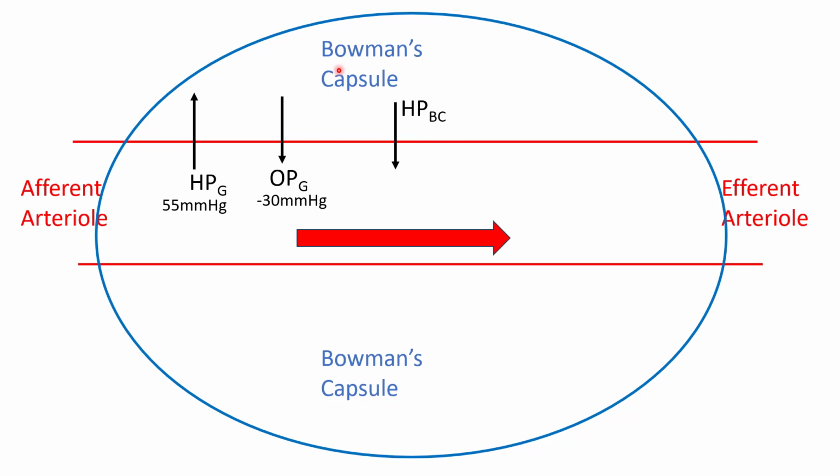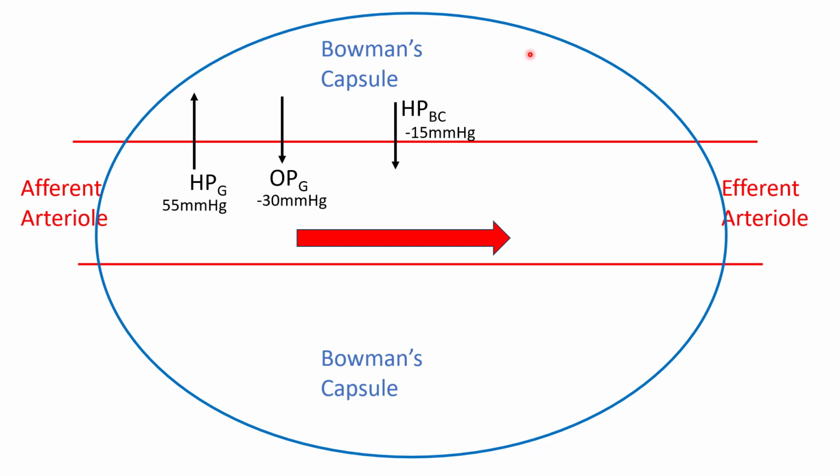Bowman's capsule fills up with liquid. That liquid is pressing against the walls of its container, trying to press its way back in. So it's also going to be pressing this direction, the same direction as the osmotic pressure of the glomerulus. So we will call it negative. And it's going to have a negative pressure of about 15 mmHg. Now, so we have an outward pressure of 55, an inward pressure of 30, an inward pressure of 15.